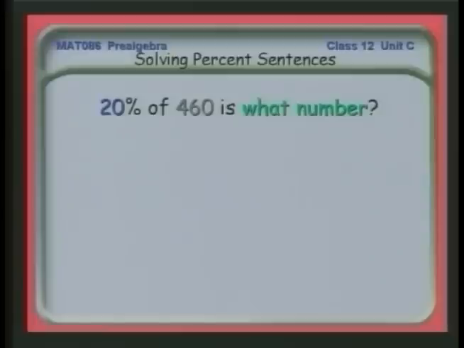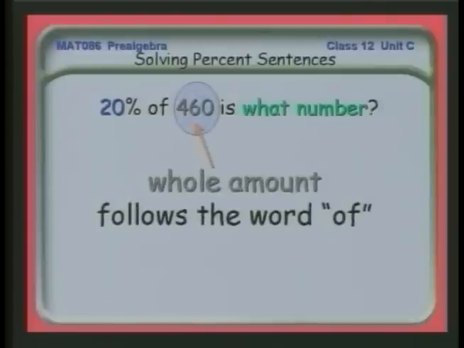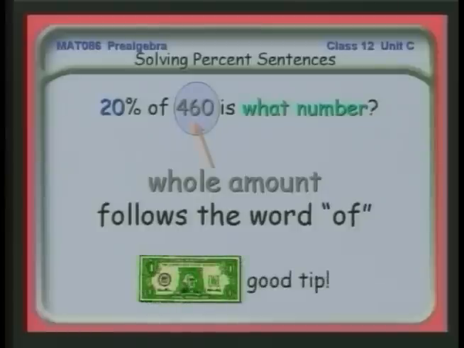Let's take a look. 20% of 460 is what number? Just to review, remember we see the word "of", and the whole amount is what follows the word "of". You should keep that in mind as you do these things to identify which is the whole and which is the part. Often by looking at the numbers, it's not always clear. Generally speaking, the whole is larger than the part. But if you're dealing with a part being 150% of something, bigger than the whole, that might be reversed. The best thing to do is to try to see where the "of" is and use that for identifying the whole amount.